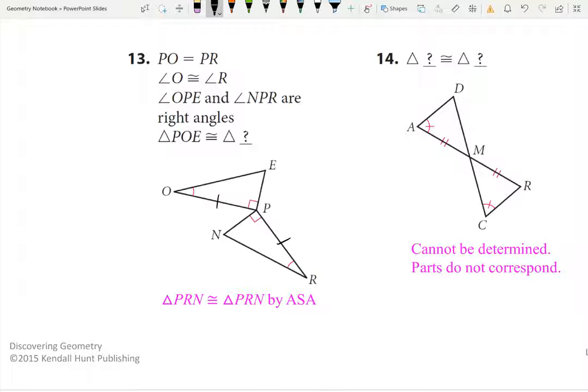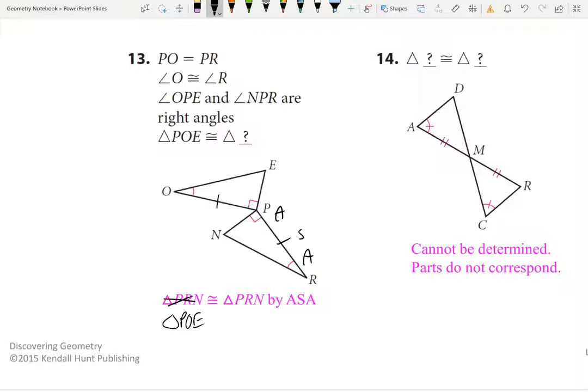Let's see here. Looks like we have angle, side, angle, ASA. Oh, interesting. Looks like we have another typo. I think that should say triangle POE. It's like someone was tired when they did this.